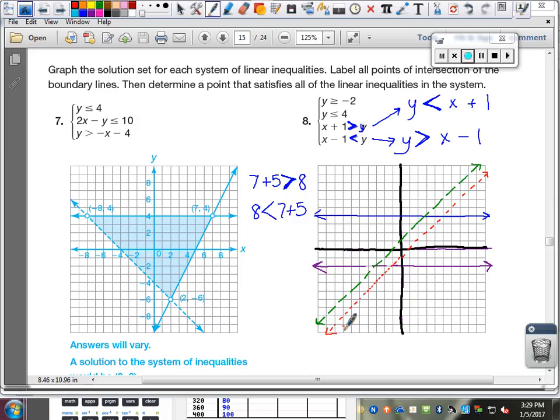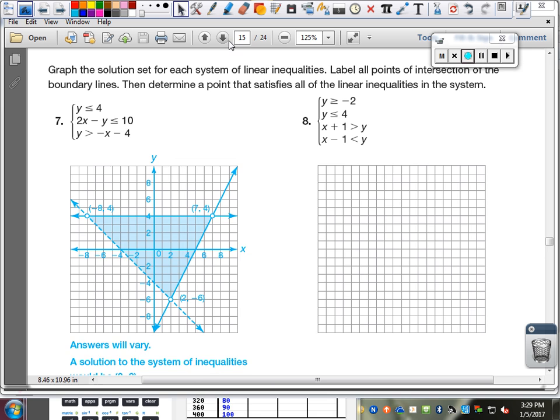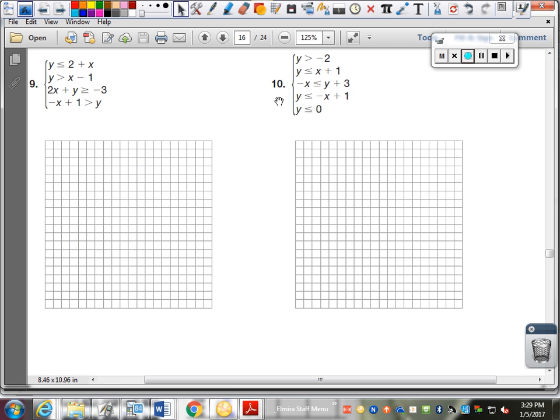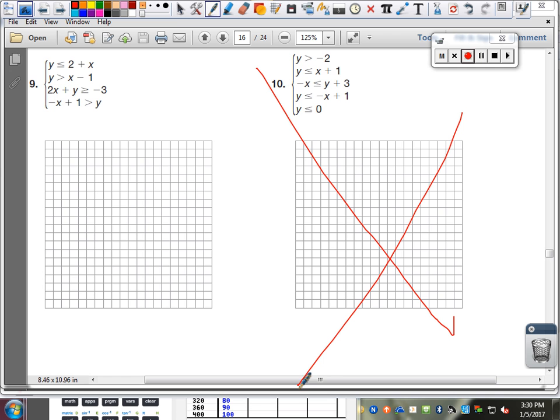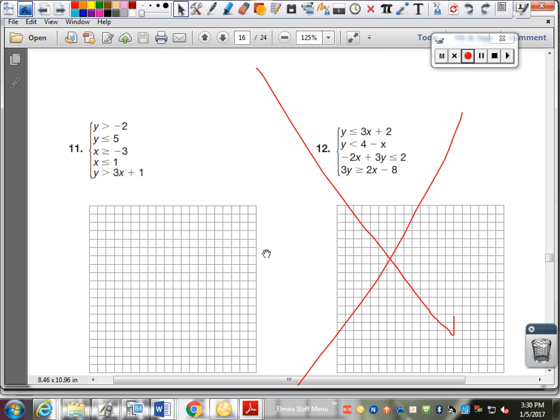And what we're going for is we can see this area in the middle where it formed a quadrilateral, where all 4 of the lines make a shape. Okay? And that's the only part you have to color. Now, I'm not having you do all of these problems. We are not going to do 10, and we are not going to do 11.